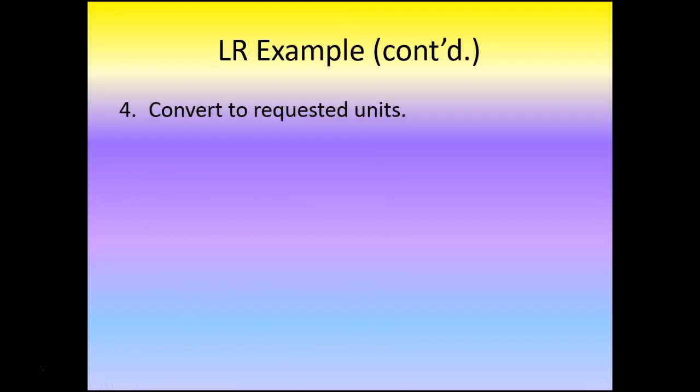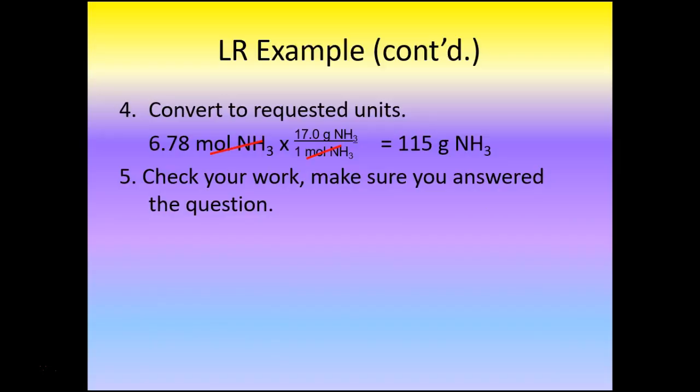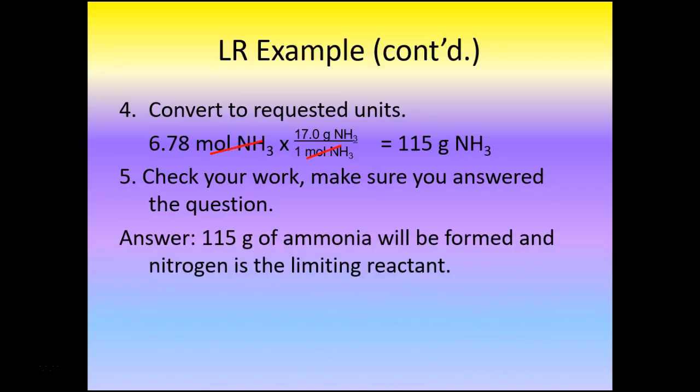And so then lastly, to answer the question, I convert that to grams. And so I found it's 115 grams. Make sure you answer the question. So I was asked to find the amount of ammonia formed and the limiting reactant. Again, you could find the grams of ammonia from the hydrogen number, but it's going to be a bigger number, and that is not your answer because you are not going to be able to make that much. Once you get to 115 grams, all of your nitrogen is going to be used up, and that's it.